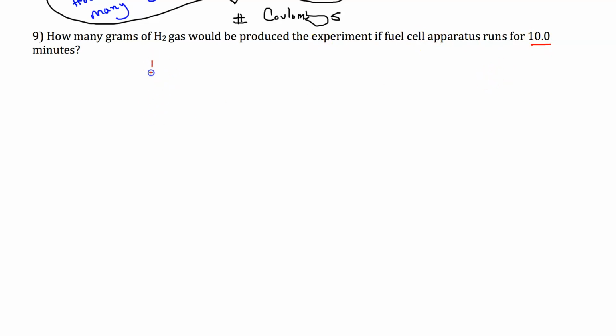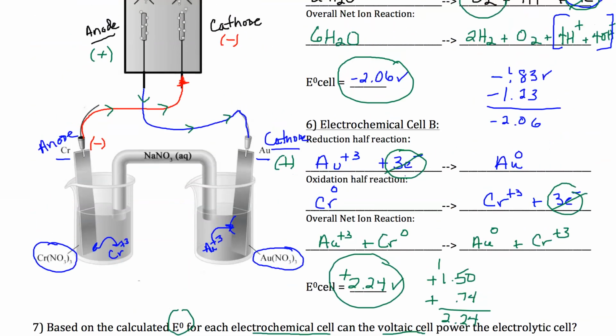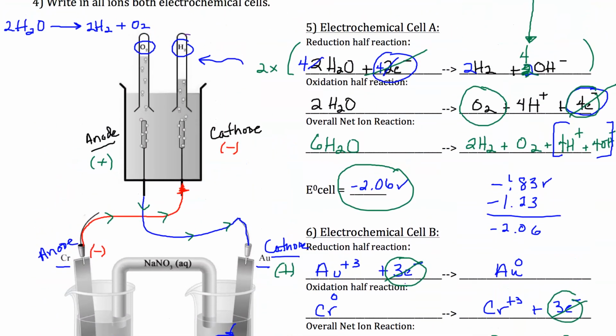Well, I know that amperage is 12.0 coulombs per second. That didn't change. All right, and so we're looking for the new value of hydrogen gas. So if we had that electrolytic cell running, they're looking for grams of hydrogen gas. I'm going to produce hydrogen gas, which is made by what? If you go back to the problem, which half reaction? Hydrogen gas is made by water getting reduced.